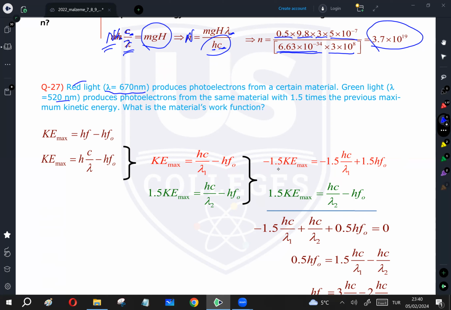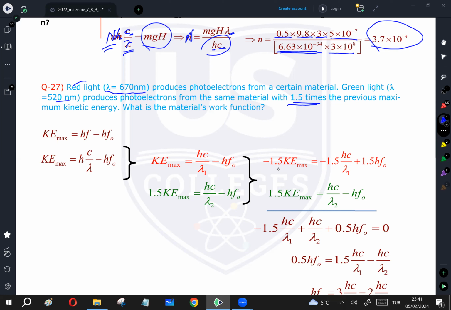Work functions are the same. But this time, kinetic energy becomes 1.5 times the previous maximum kinetic energy. 1.5 times the red photons' kinetic energy. The photoelectrons emitted from the red light are less energetic than those from the green. So what is the material's work function?